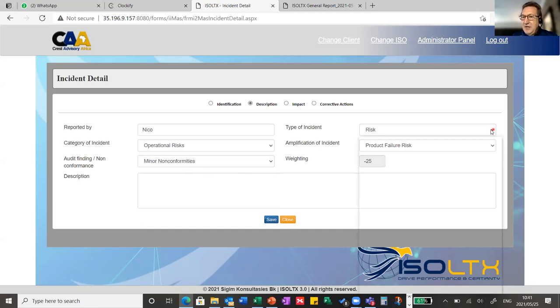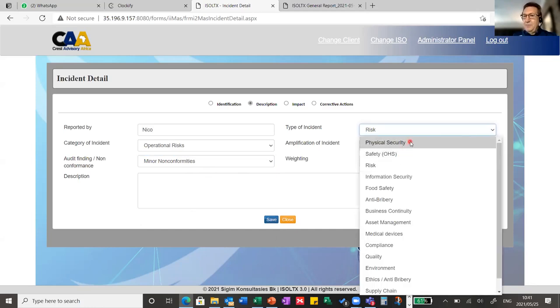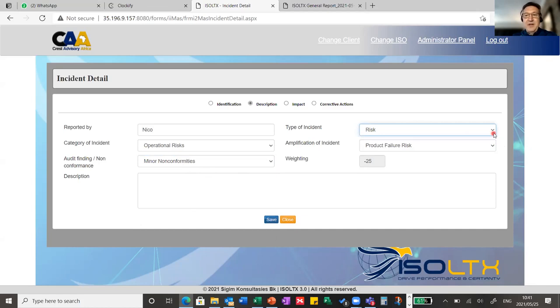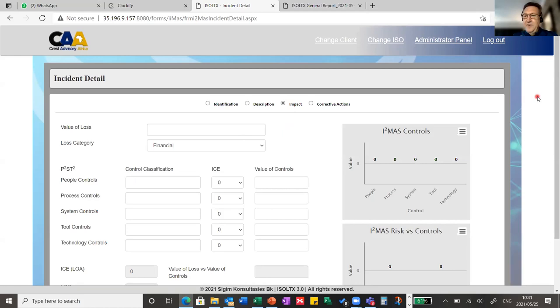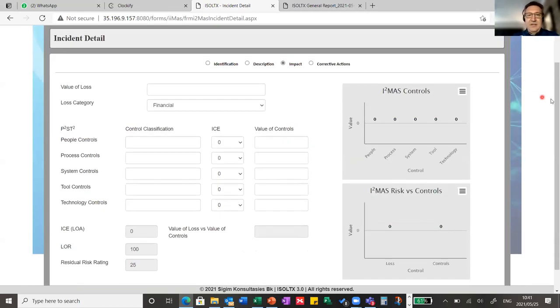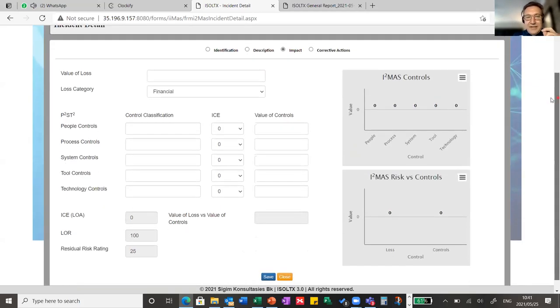And you can see here, we are actually looking from physical security, safety, risk information, food safety, anti-bribery, business continuity, asset management, anything that you have got in your space, we have actually built it already. And we can actually give it to you. The description, you can go and do what you want there, and all the lovely things of spell checking, etc., is in there.